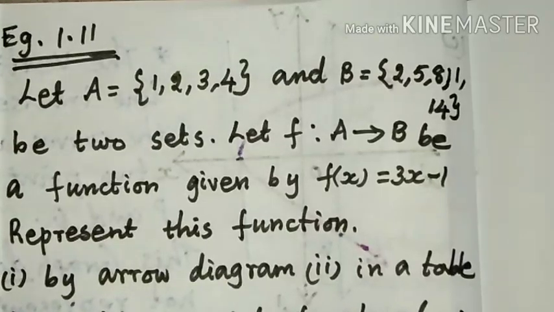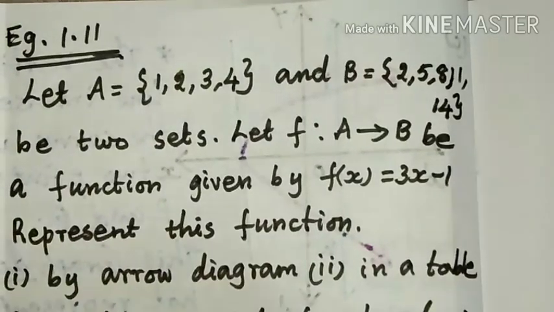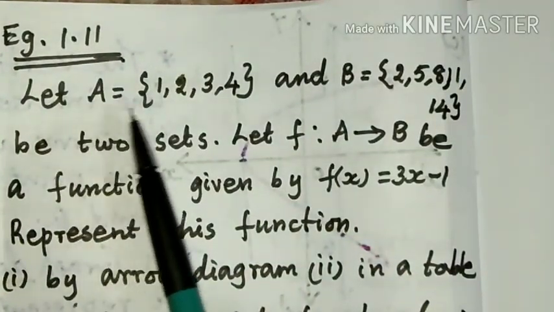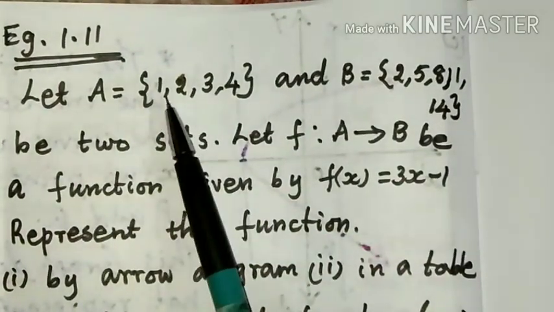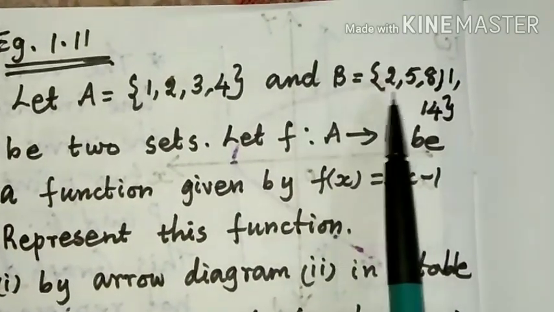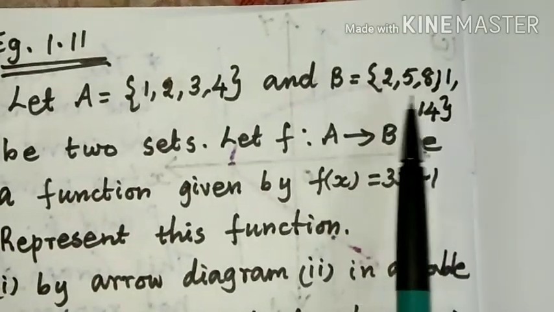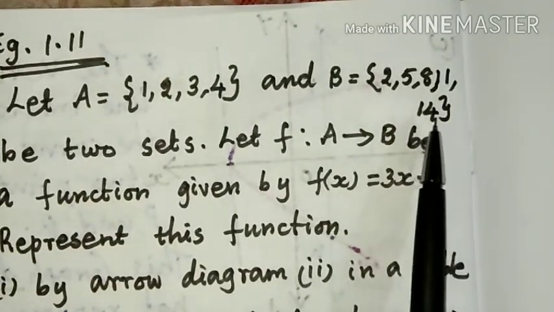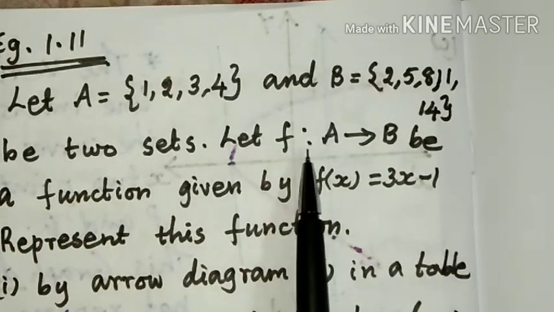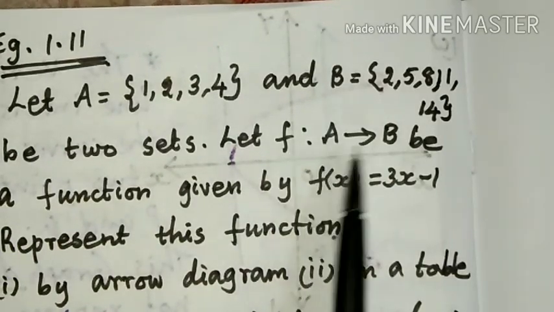Now we move on to the next example. Example 1.11. See the question. Let A equal to {1, 2, 3, 4} and B equal to {2, 5, 8, 11, 14} be two sets. Let f be a function such that f from A to B.